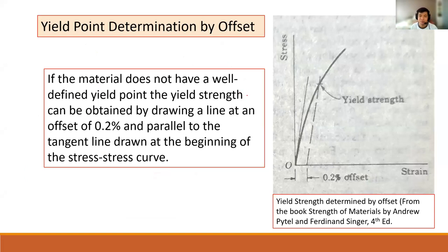Okay, so we have the yield point determination by offset. If a material does not have a well-defined yield point, we can try to draw a line with an offset of 0.2% for us to be able to determine its yield strength or yield point. The phrase here is if the material does not have a well-defined yield point, so of course the yield point can only be determined through testing.